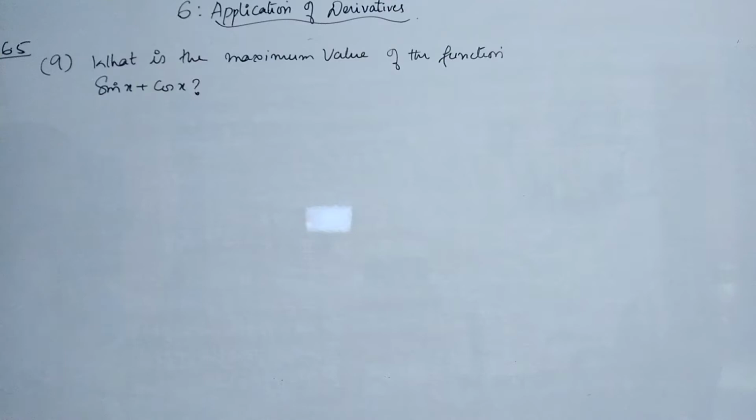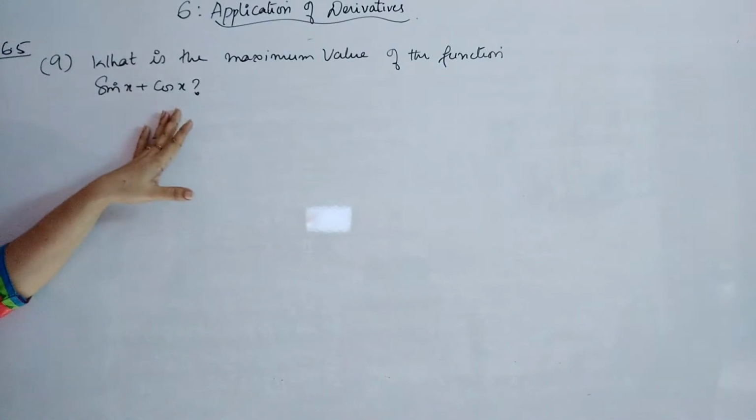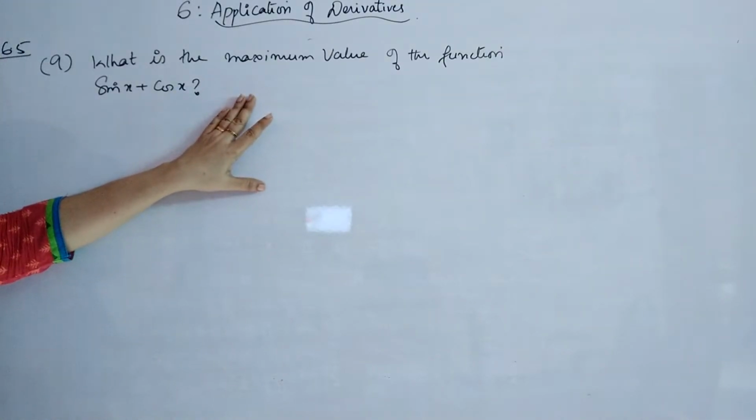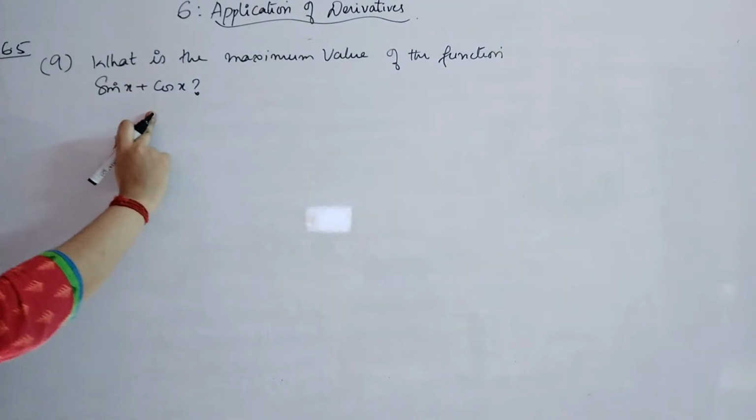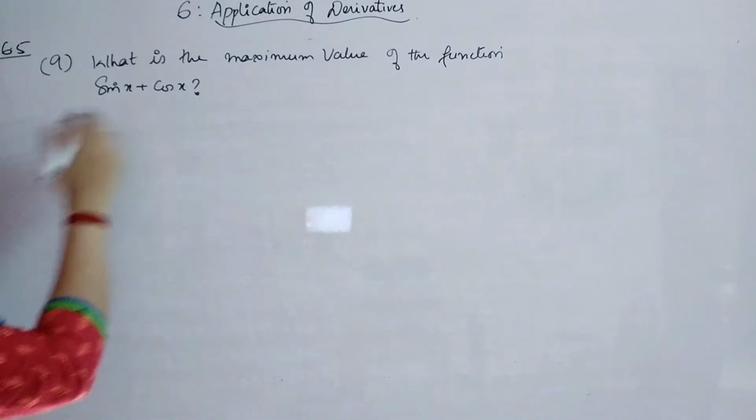Next question is, what is the maximum value of the function sin x plus cos x? Here you can see that the interval is not given. That means we will use the method of finding f double dash and checking at the value of x whether f double dash is giving you less than or greater than 0. So when the interval is not given, you have to use your second derivative test.